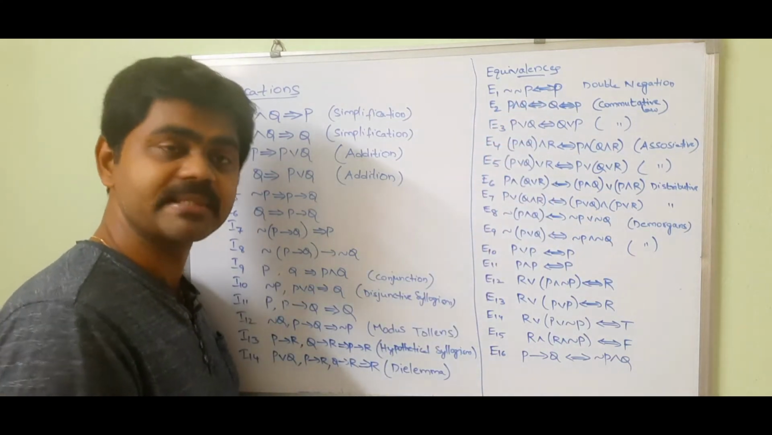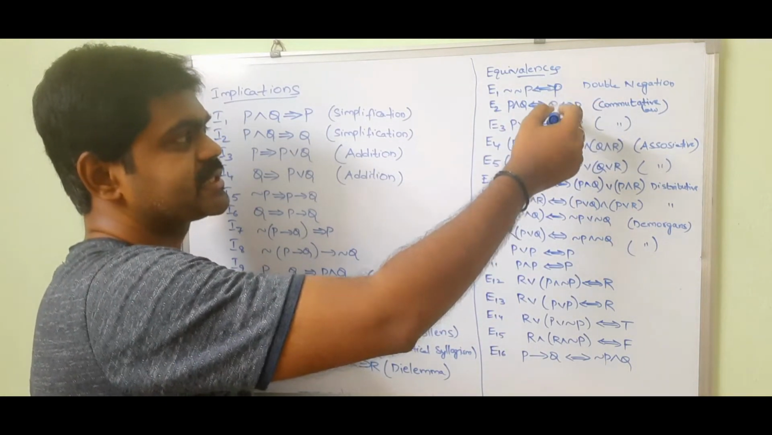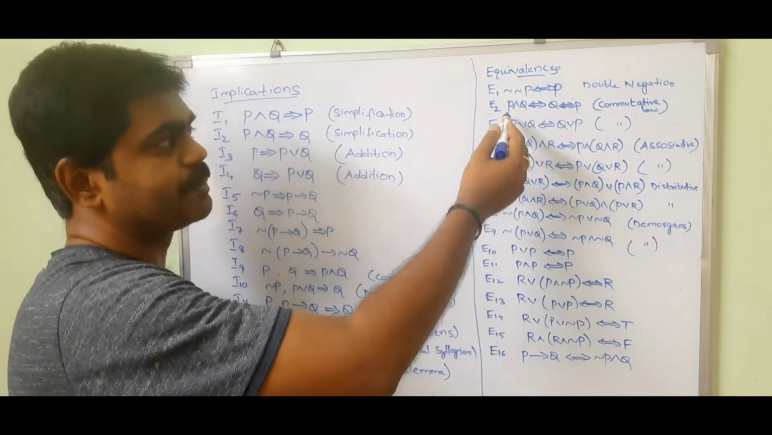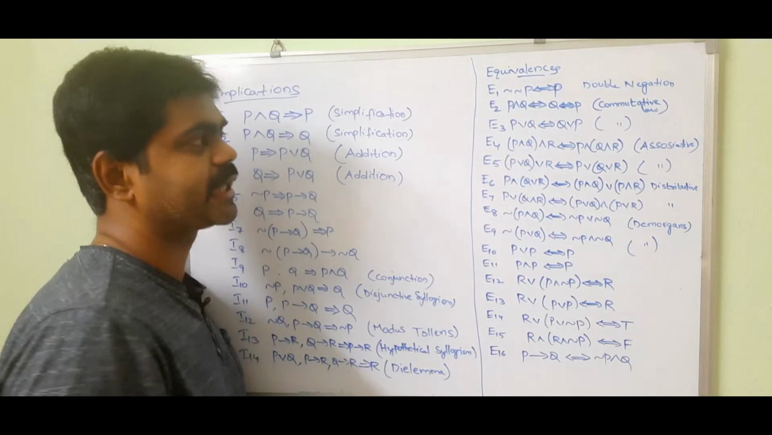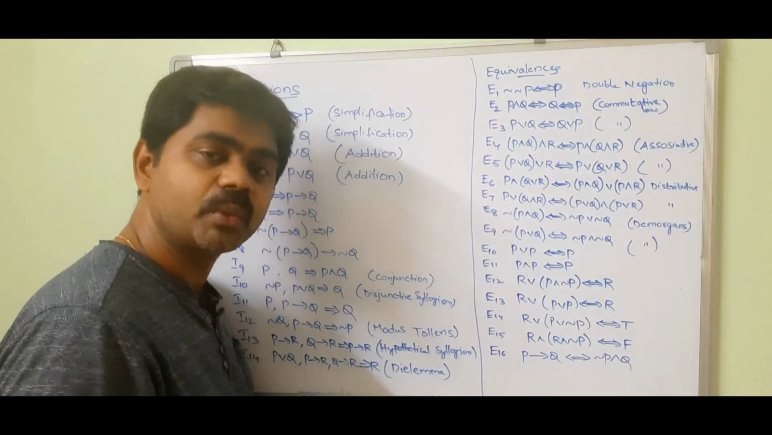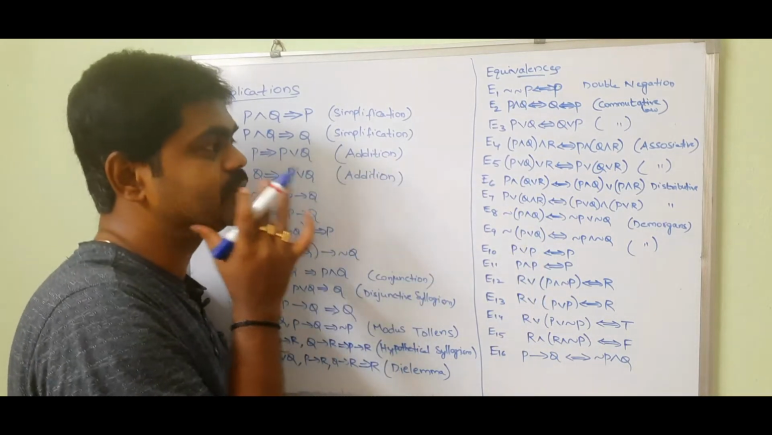So this is double implies, which is called double negation. So negation of negation P is P. Okay. So P and Q double implies Q and P, which is nothing but the commutative law. If you have P and Q, we'll get Q and P, which is the commutative law. So P or Q is Q or P.